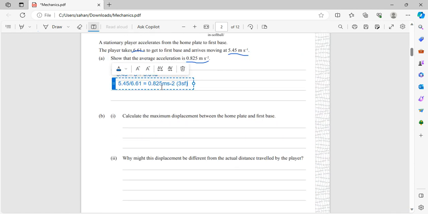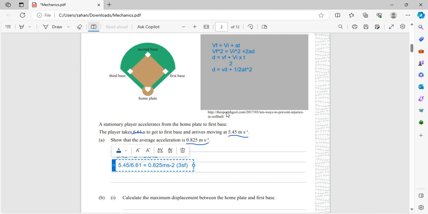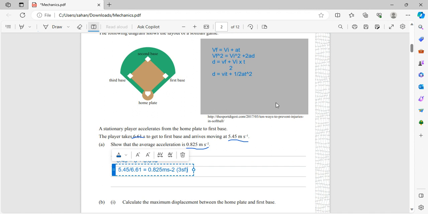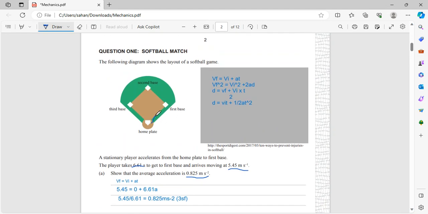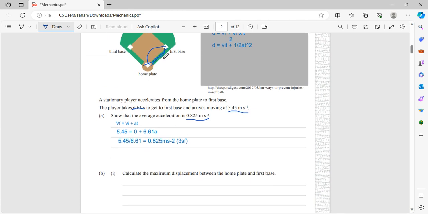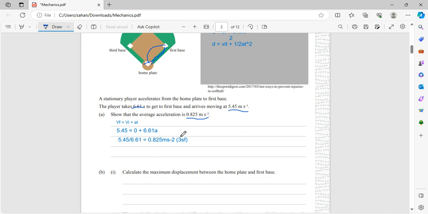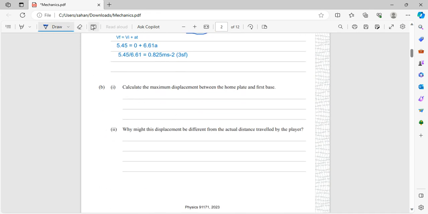Calculate the maximum displacement between the home plate and the first base. So this is basically asking us to use another kinematic equation to get the displacement. So displacement is basically another way of saying distance, but it's the direct distance, so it would be from here to here in a straight line, instead of a squiggly line, or like you might have to go around in real life. So that's just the direct distance. If you were to draw a straight line, then that's a displacement. Okay, so let's answer this.